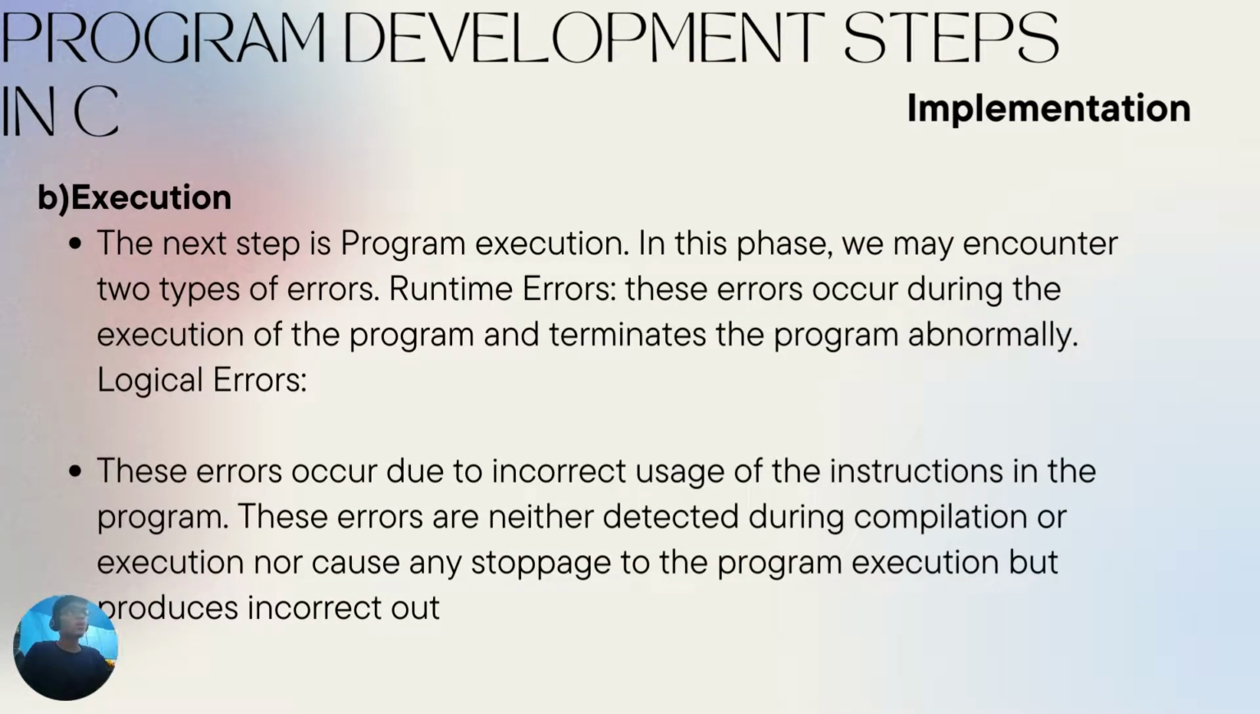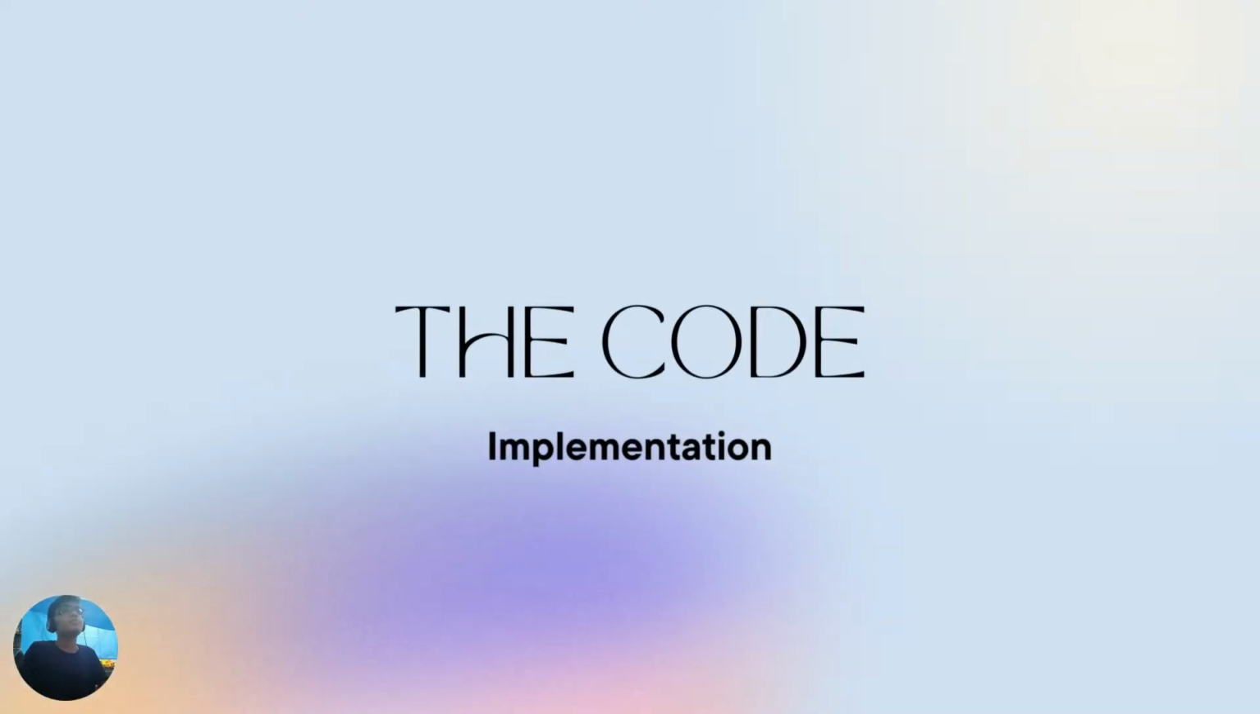Execution. The next step is program execution. In this phase, we may encounter two types of errors. Runtime errors occur during the execution of the program and terminate the program abnormally. Logical errors occur due to incorrect usage of instructions in the program. These errors are neither detected during compilation or execution nor cause any stoppage to the program execution, but produce incorrect output. So finally, the code.